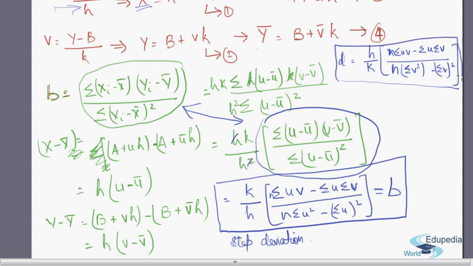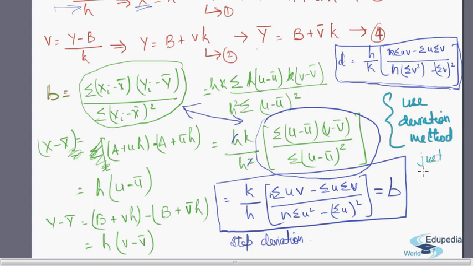Now, for ease of solving problems, it's better not to use the step deviation method, but just the deviation method. That is, you just change the origin. Or further, to make things easier, you can take both h and k as equal. If they are equal, these two will cancel out each other.